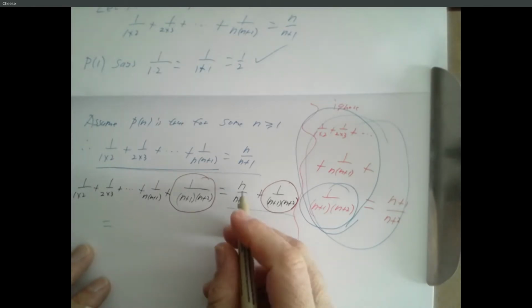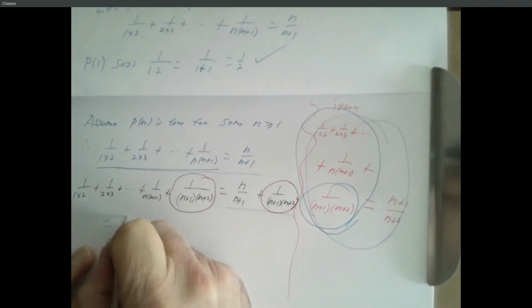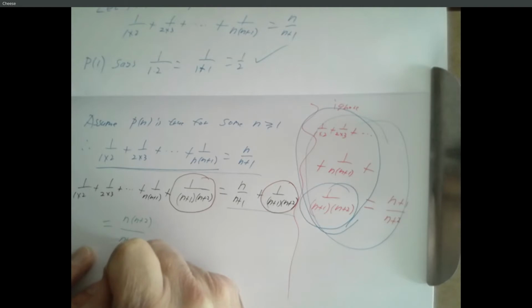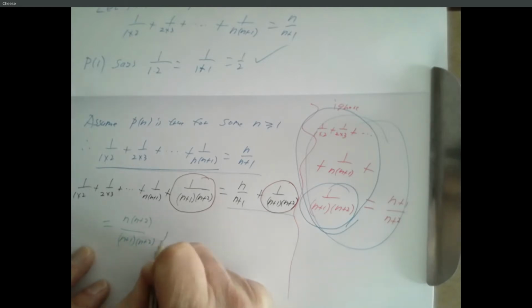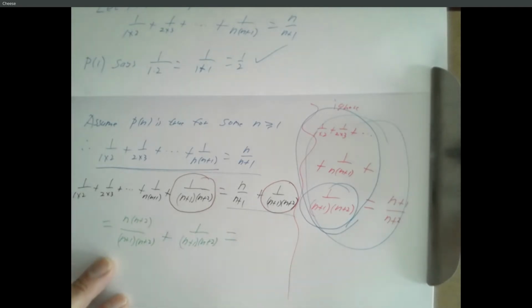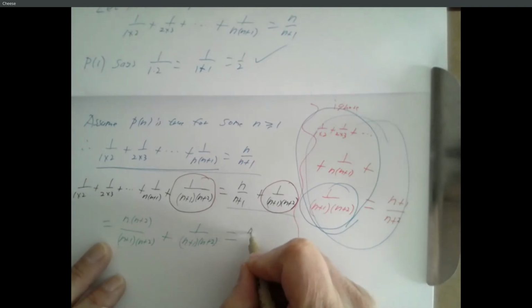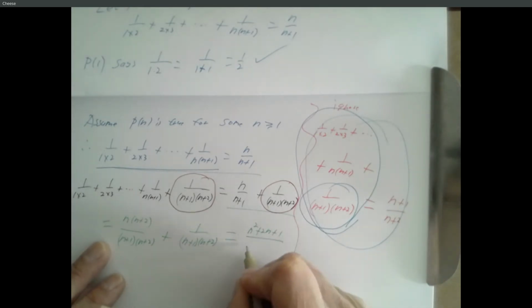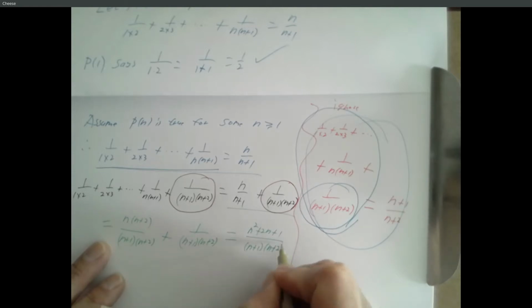So how do we combine these? Well, let's multiply the top and bottom of the first thing by n plus 2. So n times n plus 2 over n plus 1 times n plus 2 plus, and I'll leave the second term the same. And then I'll clear some terms. Oh, this looks a little horrifying. Yuck. That's not what I wanted.